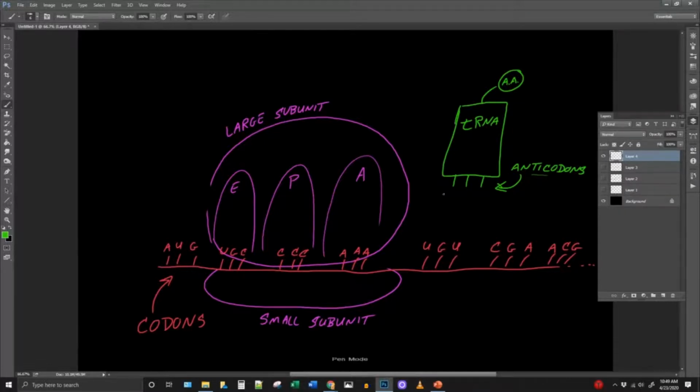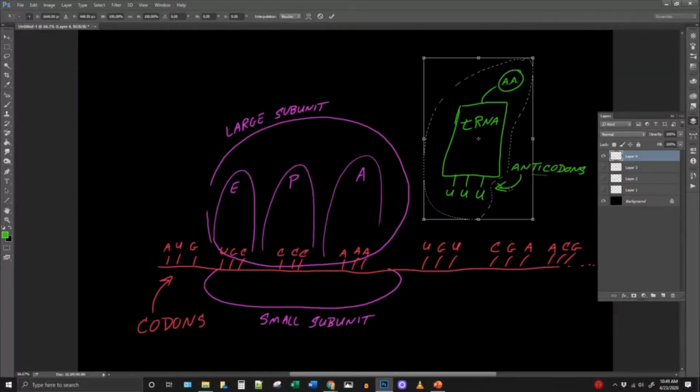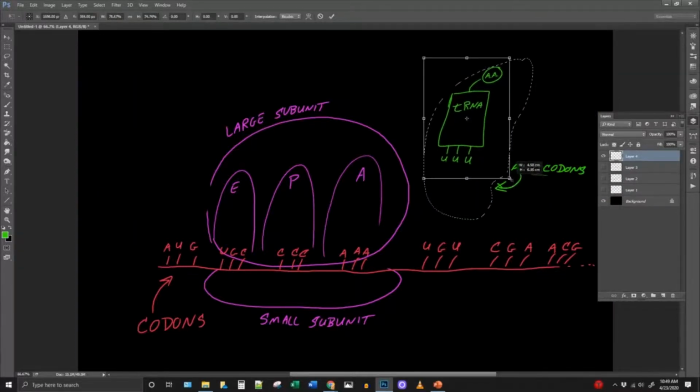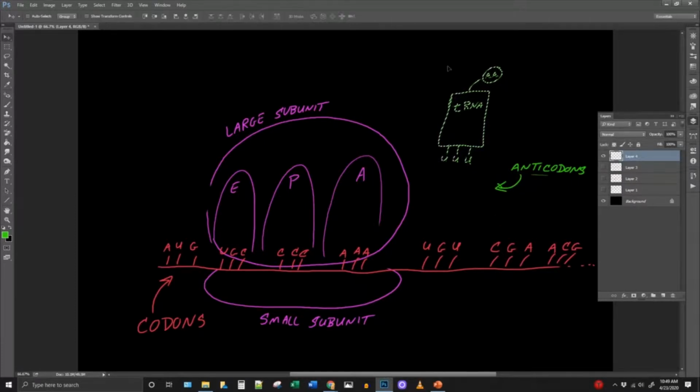So what happens, let's say that this anticodon says U. Several anticodons might try to come in and match up, but only the one with the correct anticodon is actually going to fit. So AAA matches to UUU. So then we know that this anticodon is the next one in the chain.